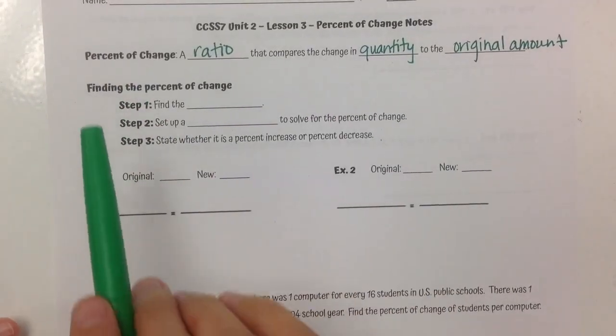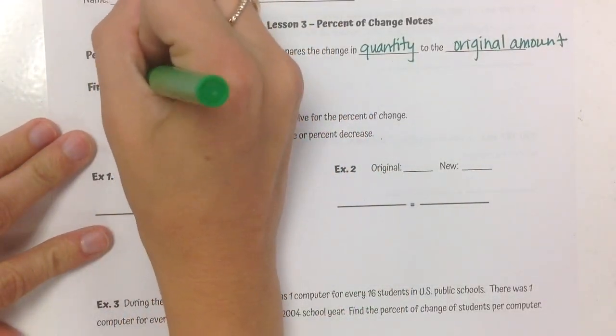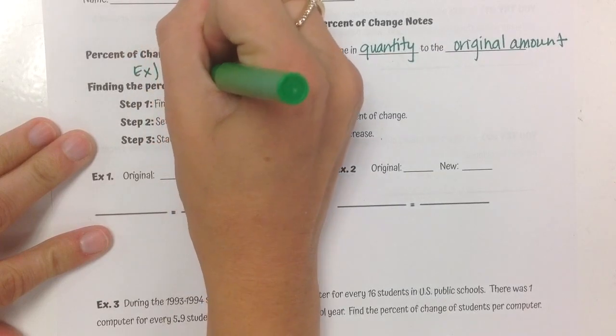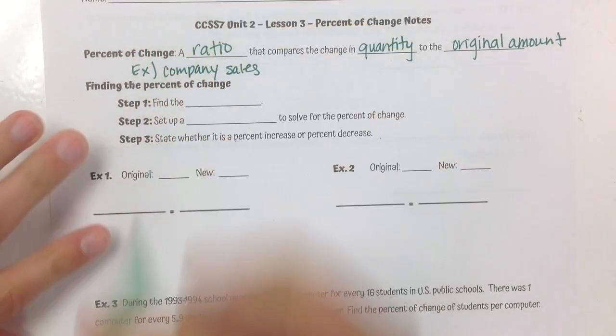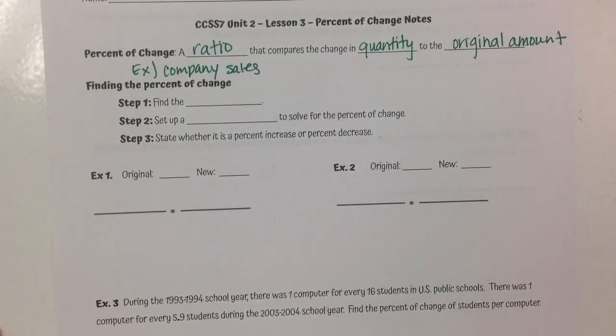So if we think about percent of change, first off, we want to really think about why we use percent of change. Well, one thing that we would use percent of change for is sales of a company. So I'm just going to put that as an example, company sales. The reason that we use percent of change, not just numbers, is because it's going to be a more accurate representation. So for example, if I said that McDonald's increased their earnings by $100,000.